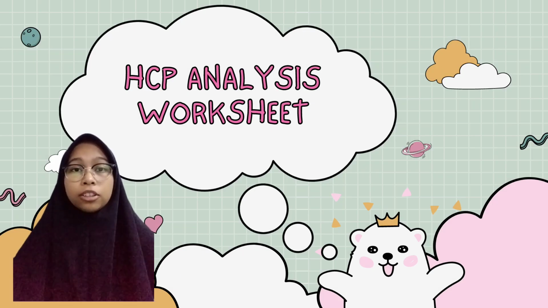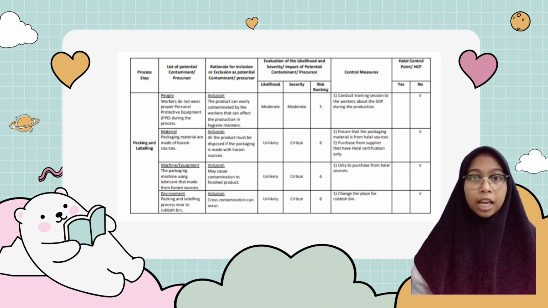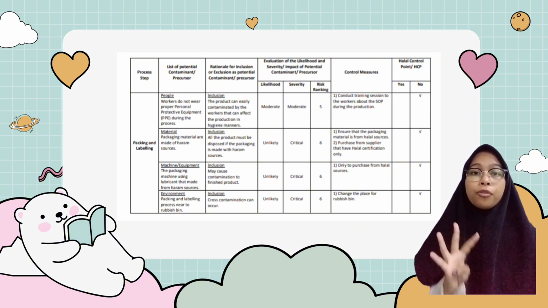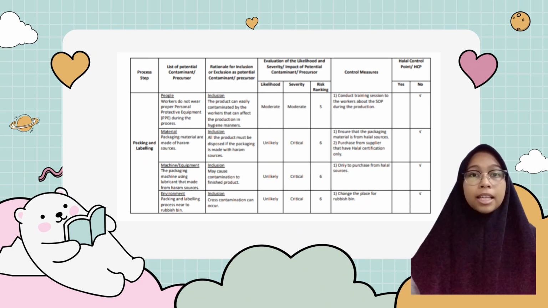Now, we move to the halal control point analysis spreadsheet that we need to apply in the HAS manual. As you can see, here is an example of halal control point in our company, which is involved in the receiving process. Here we have a list of potential contaminants, or we call them halal threats, that we already learned before. Here we have 4 halal threats, which are people, material, machine, and environment. Let's take an example. Halal threat: machine. The packaging machine uses a lubricant that is made from haram sources. Then, the inclusion for it, or we call it an effect from the machine, it may cause contamination to the finished product.